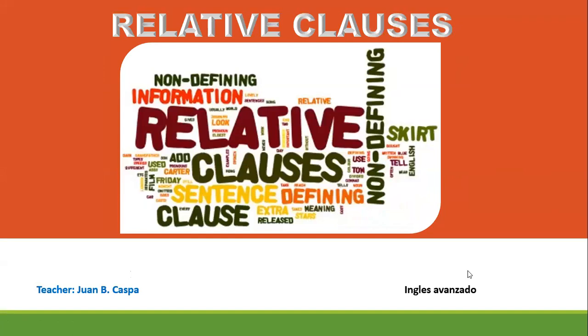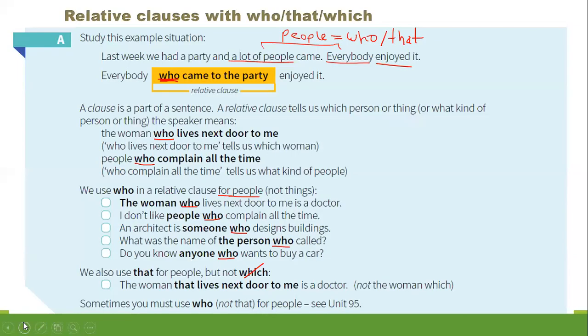Well, when we talk about relative clauses, we have, for example, relative clauses with who, that, and which. For example, last week we had a party and a lot of people came. Everybody enjoyed it, but instead of that, we are talking about people, right? And who and that we can use. Everybody who came to the party enjoyed it, and we are talking about people, who, right? Instead of people, we're using who.